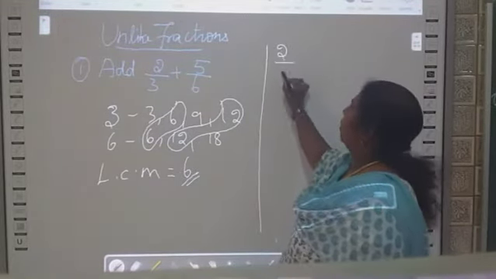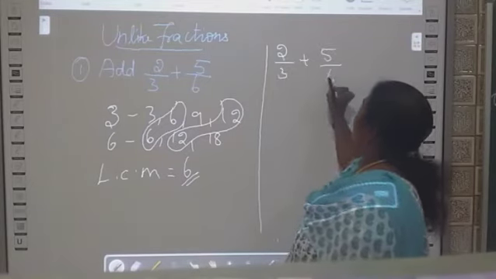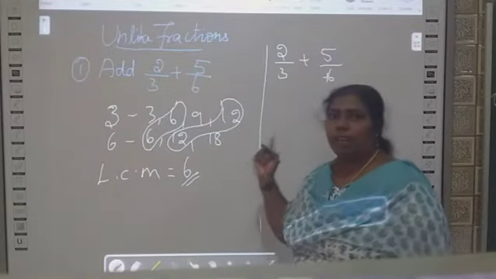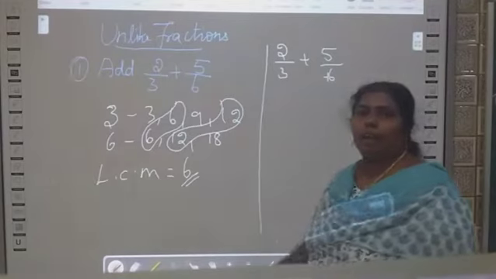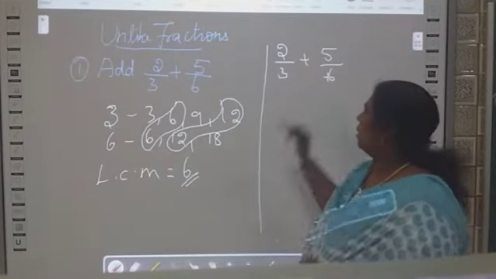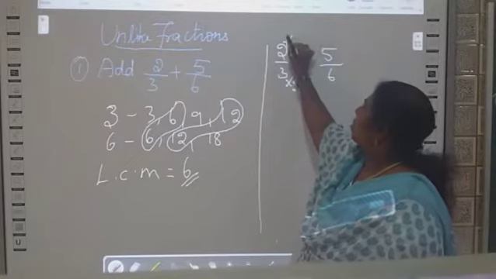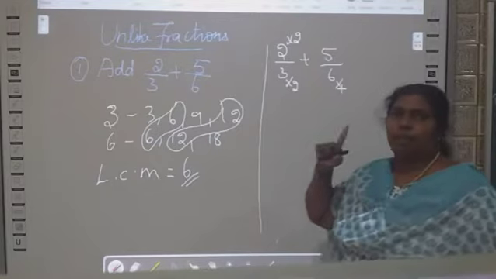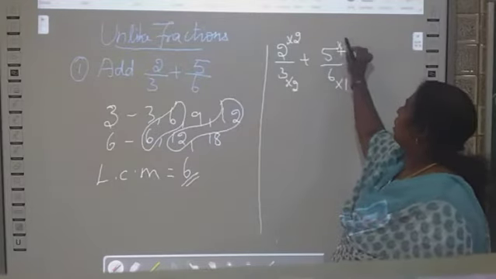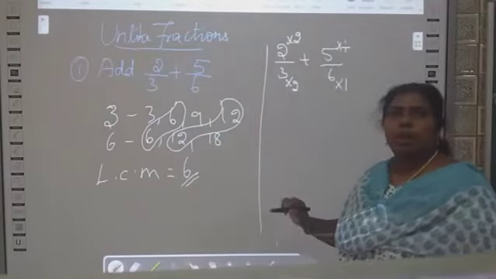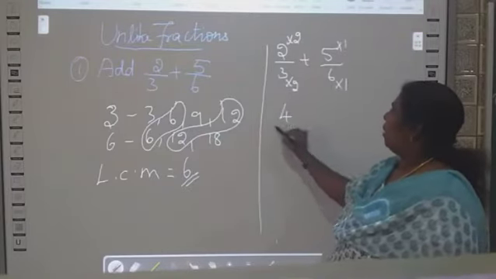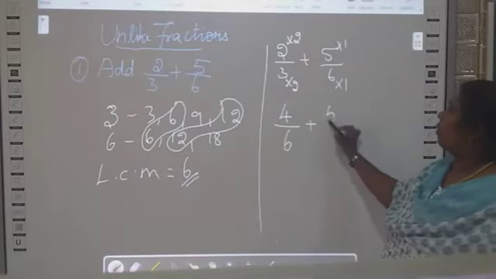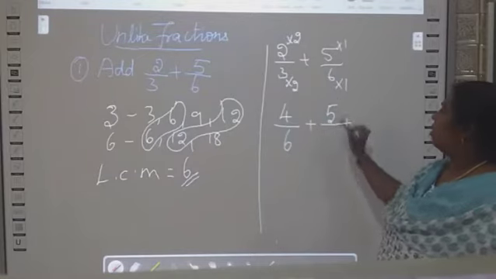So 2 by 3 plus 5 by 6. Here the LCM value is 6, so make the denominator value 6. For 3, how many times does it make 6? 2 times. So 3 is multiplied by 2, and here also you have to multiply the numerator by 2. For 6, how many times? Only 1 time, so here we multiply by 1. Now 2 times 2 is 4, divided by 3 times 2 which is 6. Plus 5 times 1 is 5, divided by 6 times 1 which is 6.